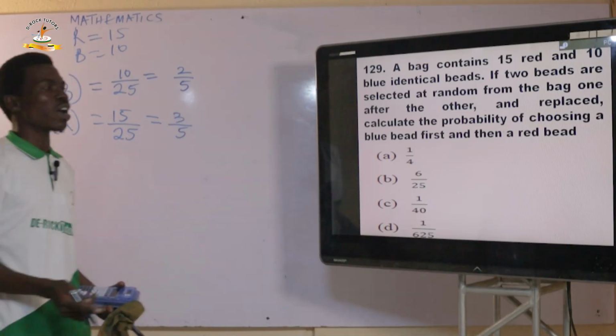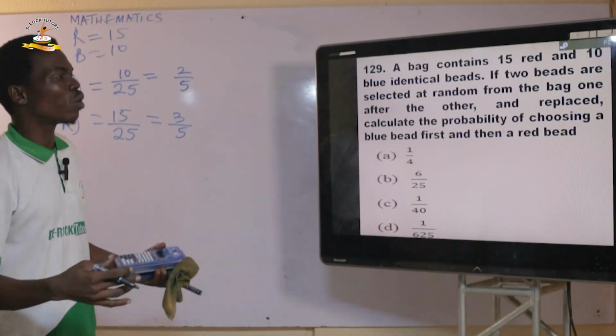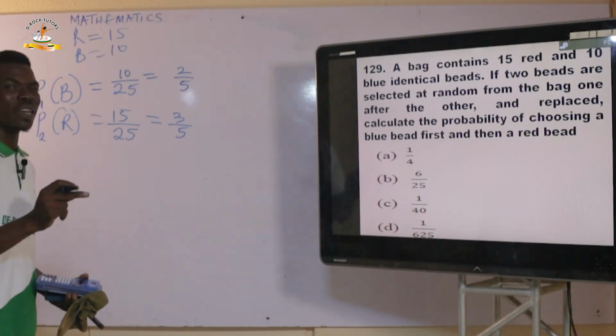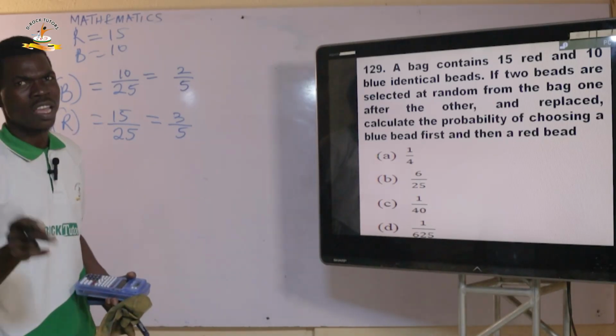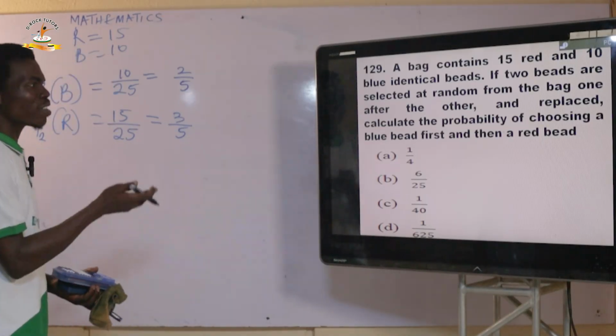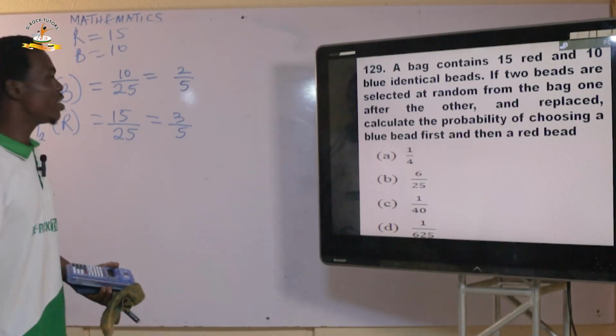Now the next thing we look out for is what? The word "and". That is a conjunction. Whenever you hear "and" in probability, it means multiplication. If it is "or", it means what? Addition.